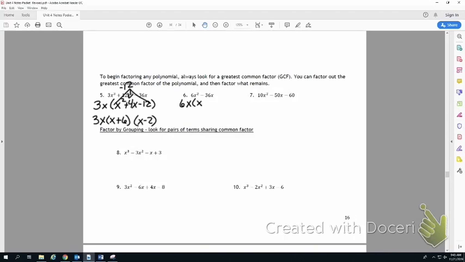X what? X and 6. Positive or -6? Negative. Thanks, Alvin. Okay. Am I done factoring this? Okay. And this is always okay.